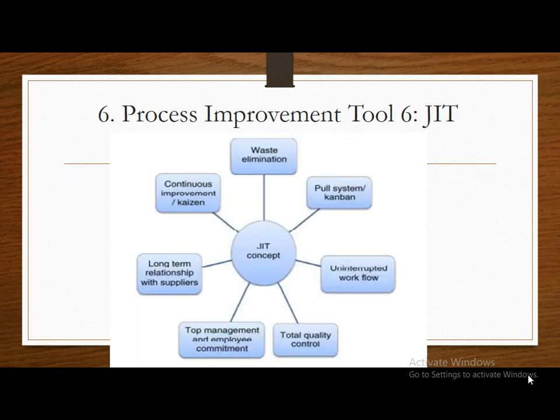The sixth tool is just in time. So process improvement tool number 6, JIT, that is just in time. Just in time is a management viewpoint and is used as a regulator for production processes. It is about meeting the wants of the consumer, the time when the consumer wants, what quantity is ordered, at which place the customer wants it, and that too without any delays.